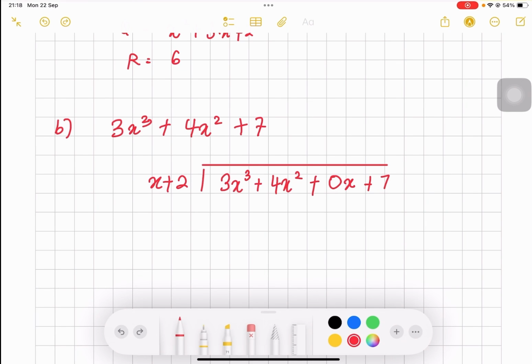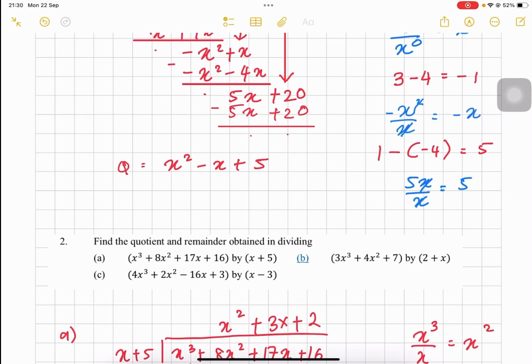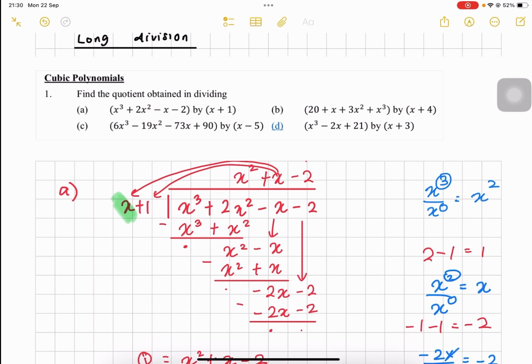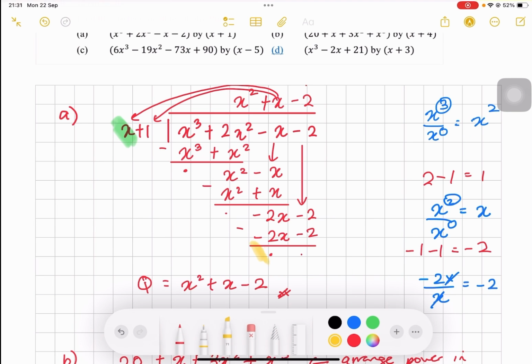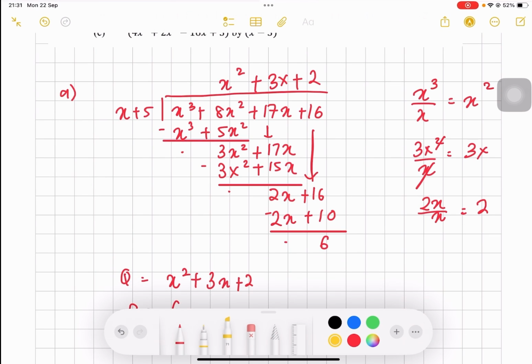In the end, you will get the quotient is 3x squared minus 2x plus 4, and the remainder would be negative 1. You can try. Just now we can see from the two questions that we did, the first one has no remainder after the long division, and the second one has some remainder.